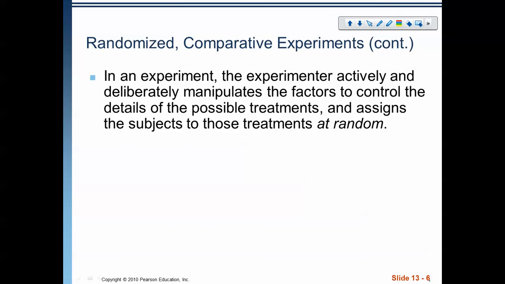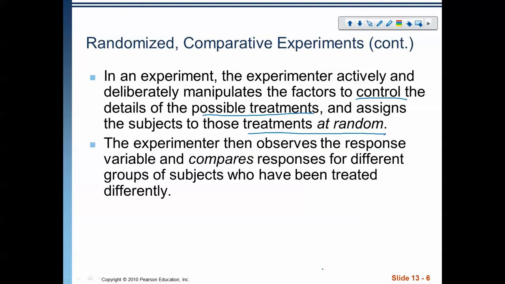So more about randomized comparative experiments. In an experiment, the experimenter actively and deliberately manipulates the factors to control the details of the possible treatments, okay, and assigns the subjects to those treatments at random. So again, we're still using randomness as a tool in order to find out these differences. The experimenter then observes the response variable and compares responses for different groups of subjects who have been treated differently.